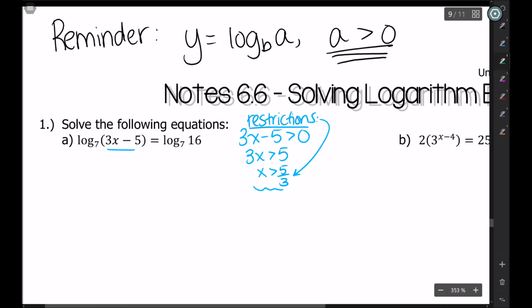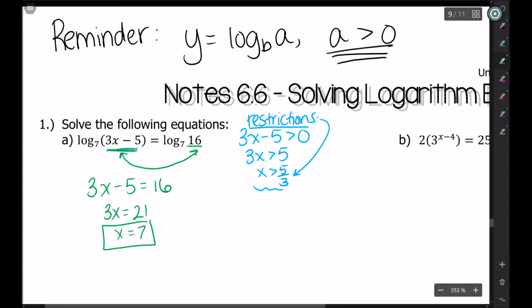Okay, so let's go ahead and solve this. I have log base 7 of 3x minus 5, and then I have log base 7 of 16. Since they're both log base 7s of an expression, I can simply set these two pieces equal to each other. So I can say 3x minus 5 equals 16, and then solve it like I normally would. Add the 5 to both sides, you get 3x equals 21, so x equals 7. 7 is bigger than 5/3, so it's not an extraneous solution, so this is my answer. All right, so now let's take a look at the next one.